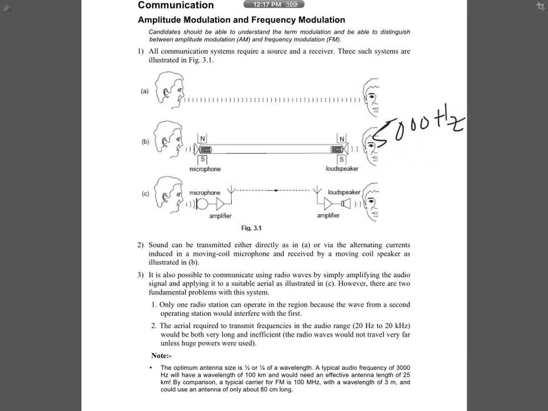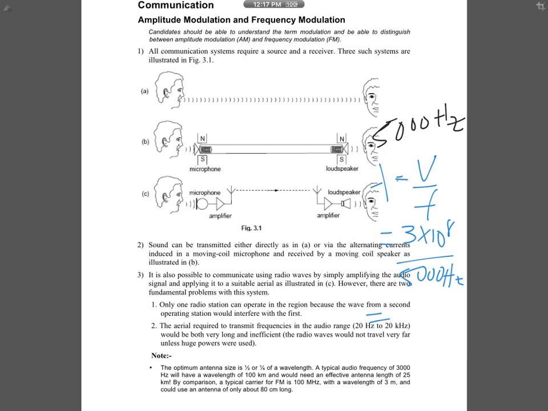So we can use the formula, lambda equals v over f, where v is the speed of light in a vacuum, because it is an EM wave, so 3 times 10 to the power 8, and frequency is 5,000 hertz. Now, can you quickly calculate what is the wavelength?